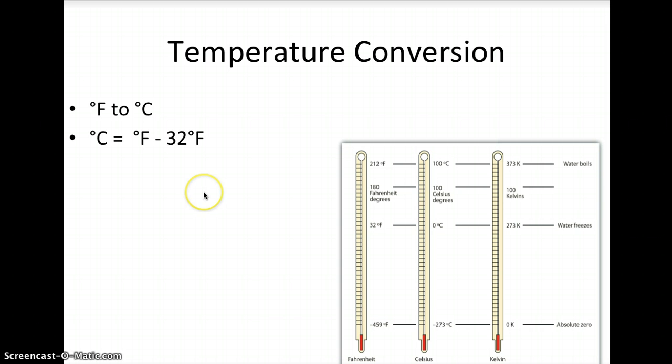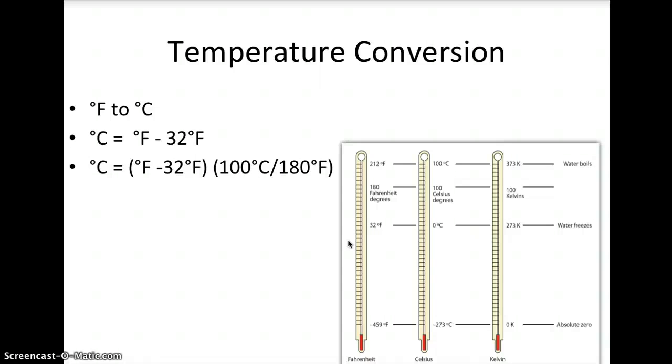Now, if you look closely, we have another problem, and that's the distance between where water freezes and water boils on the Celsius scale is 100 degrees. That same distance, however, takes 180 Fahrenheit degrees. So our Celsius degree is bigger than our Fahrenheit degree. So how do we solve that problem? Well, we simply multiply by a ratio. We take 100 degrees Celsius is equal to 180 degrees Fahrenheit, and we divide those two, and then we multiply that quotient by our temperature in degrees Fahrenheit minus 32 degrees Fahrenheit.